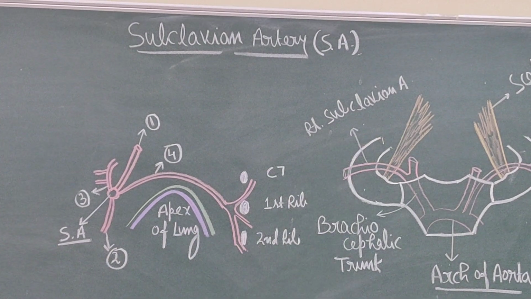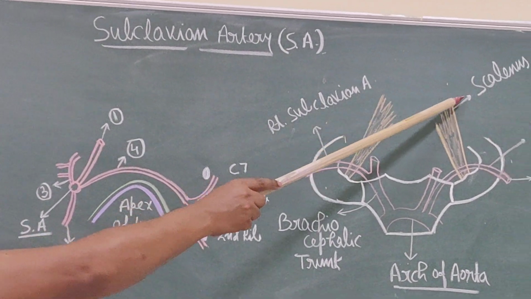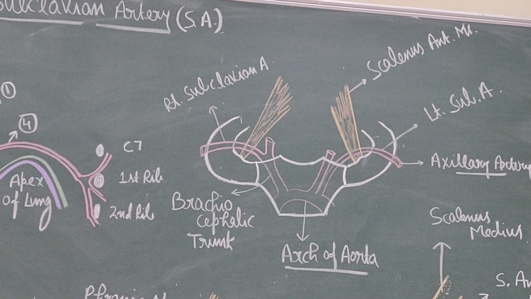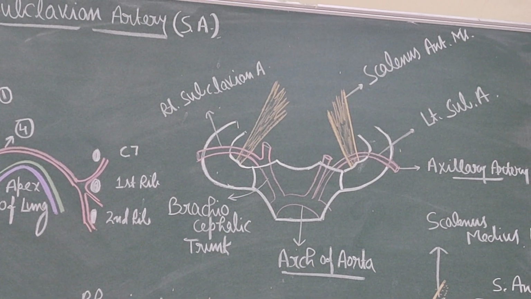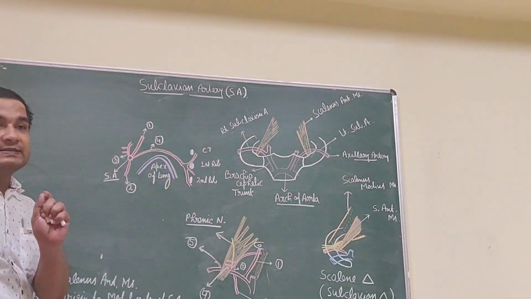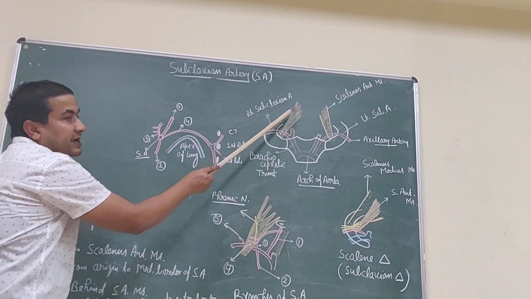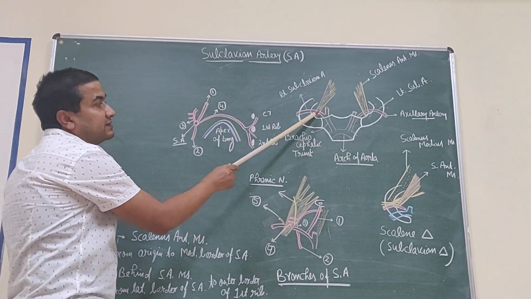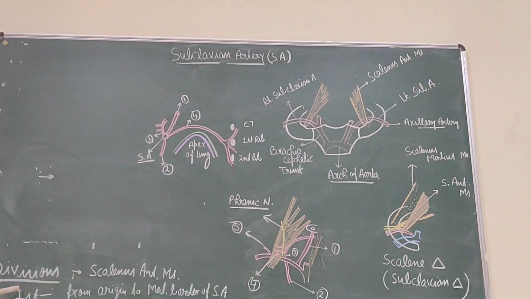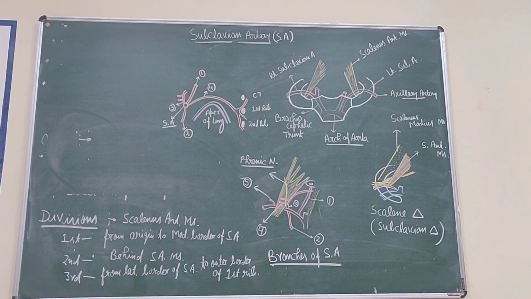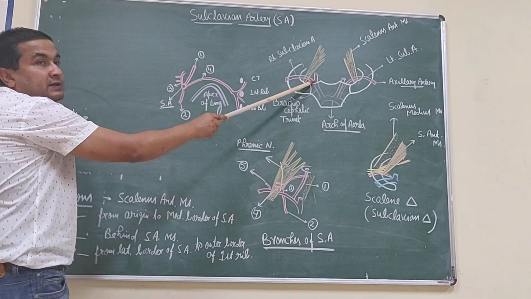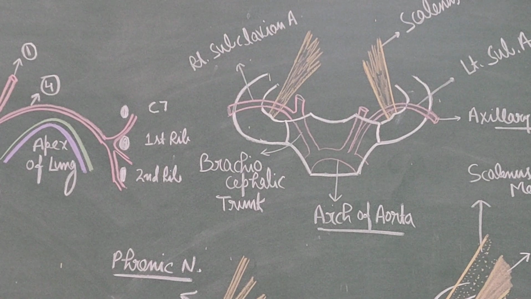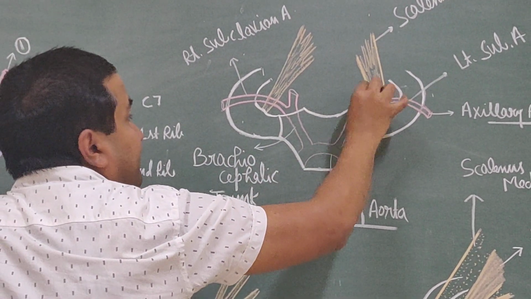This subclavian artery on both sides is divided by a muscle, the scalenus anterior. If you remember the first rib, on the inner border of the first rib there is the scalene tubercle. On this scalene tubercle there is the insertion of the scalenus anterior muscle. So this scalenus anterior muscle divides the subclavian artery into three parts: first part, second part, and third part. The first part is from the origin to the medial border of the scalenus anterior muscle.